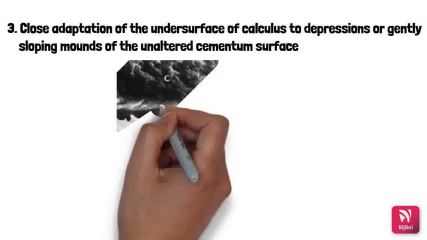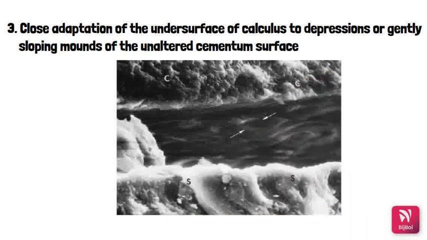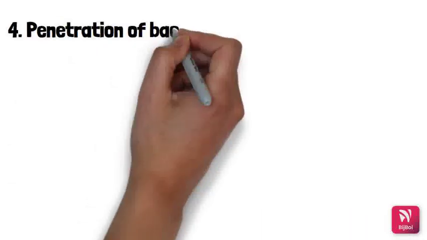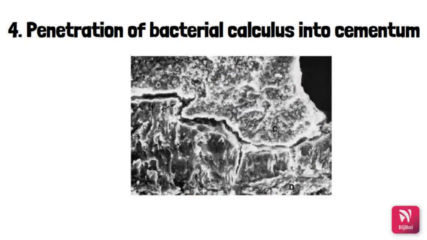Next, the third mode of attachment is by the close adaptation. This close adaptation of calculus is taking place onto the unaltered cementum surface. Next, the fourth mode of attachment is the calculus being embedded into the cementum. The penetration of calculus into the cementum is called as calculocementum. Okay, so in the picture you can see that the subgingival calculus is being embedded beneath the cementum surface and it is penetrating also into the dentinal surface.